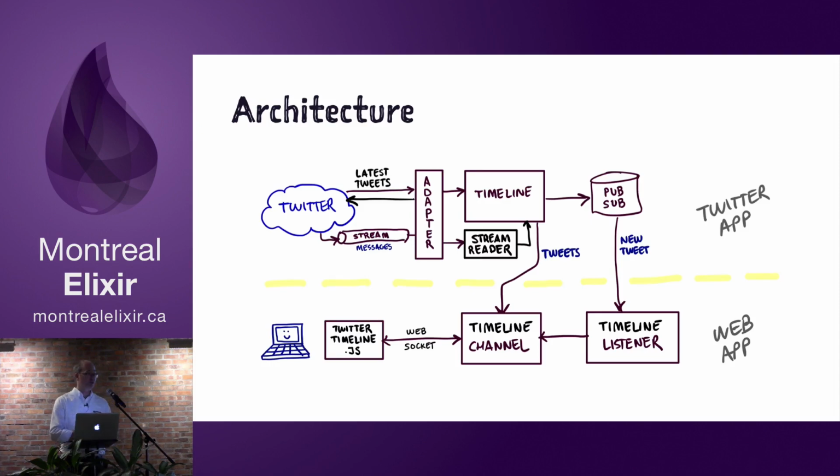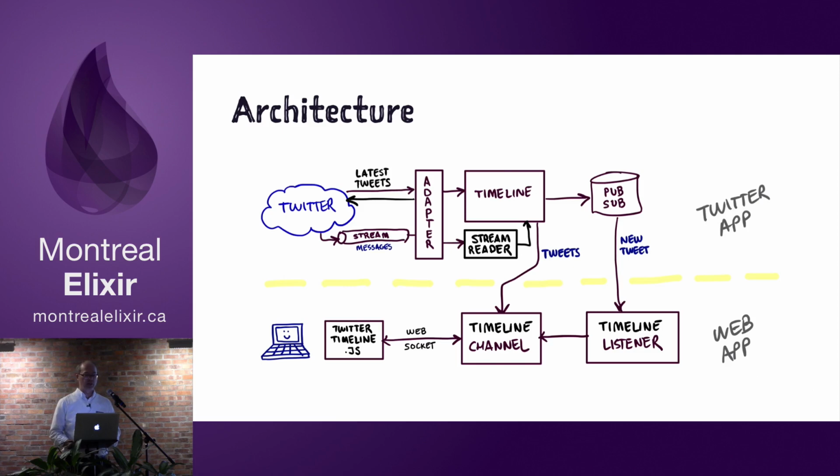This is the architecture we're going to follow for the rest of the presentation. We'll start with Twitter. We'll ask Twitter to give us the most recent tweets from the user, and we'll also connect to one of the streams, the user timeline stream. What we get from Twitter will go through an adapter, because we want to decouple our code from the package we're going to be using. We'll talk about that a little more later. And that will feed the timeline.